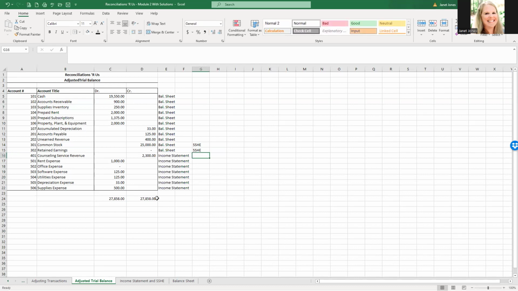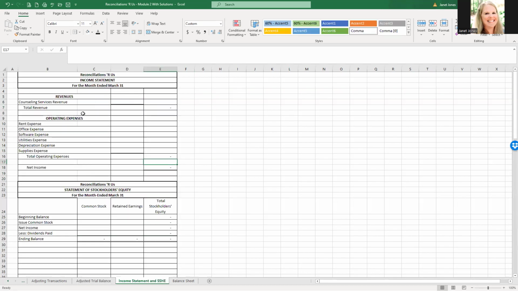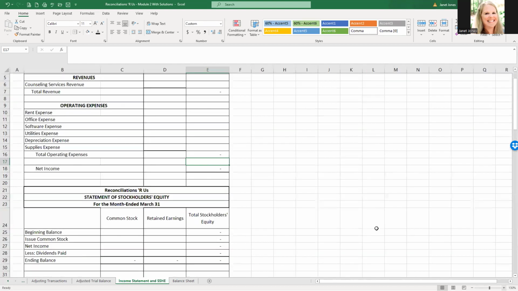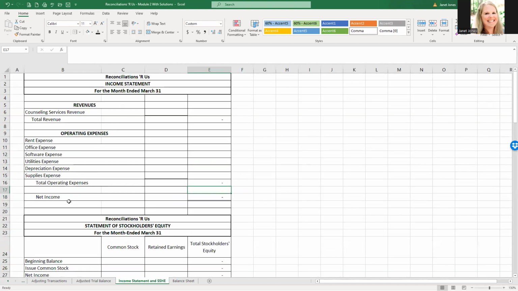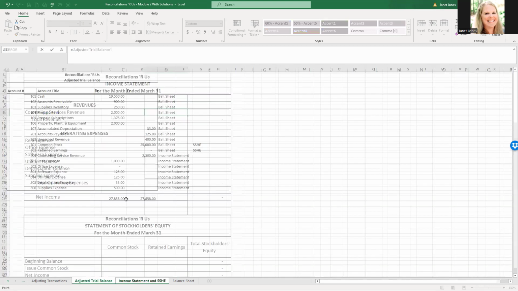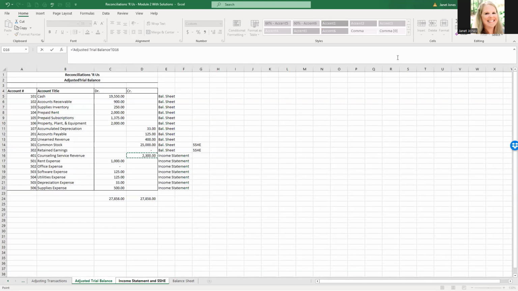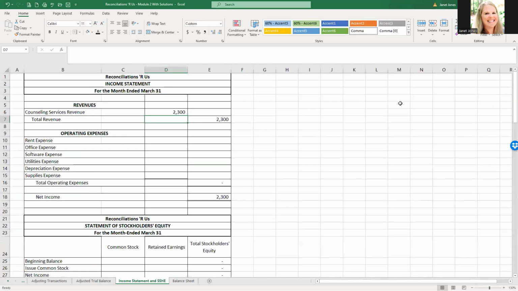So now that we know what goes on which account, we can go through and simply put them where they're supposed to go. Our income statement is always going to be revenues minus expenses, and that's going to give us our net income. Our revenue in this case, we only have one, is going to be that credit for our counseling services. So we have $2,300 worth of revenue.